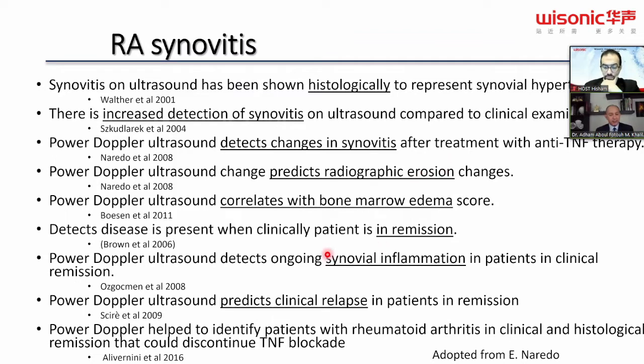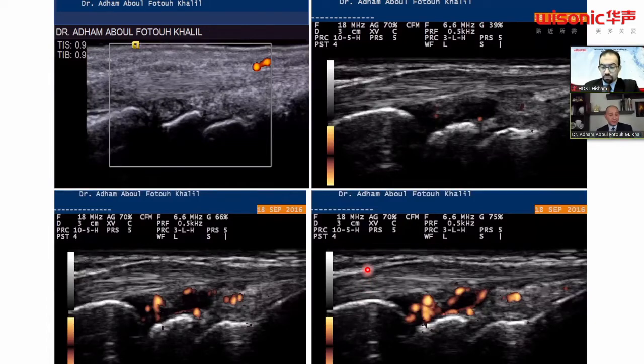The power Doppler can also correlate with bone marrow edema in the MRI, and it detects activity in clinically remission patients, and also ongoing synovial inflammation, and then it predicts the clinical relapse. This is a lot of important information.